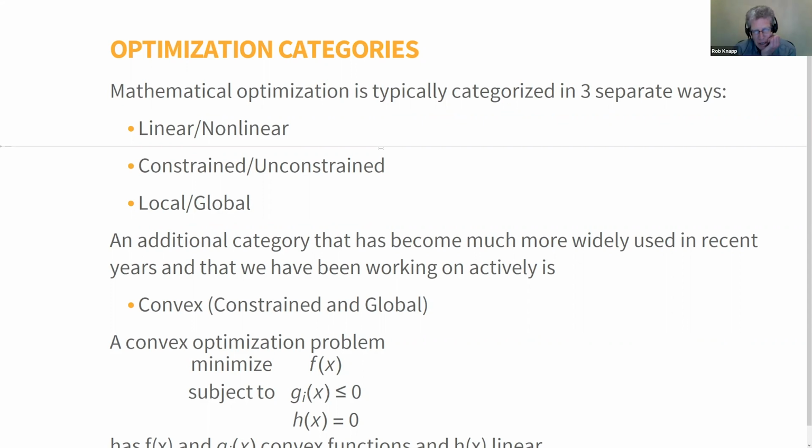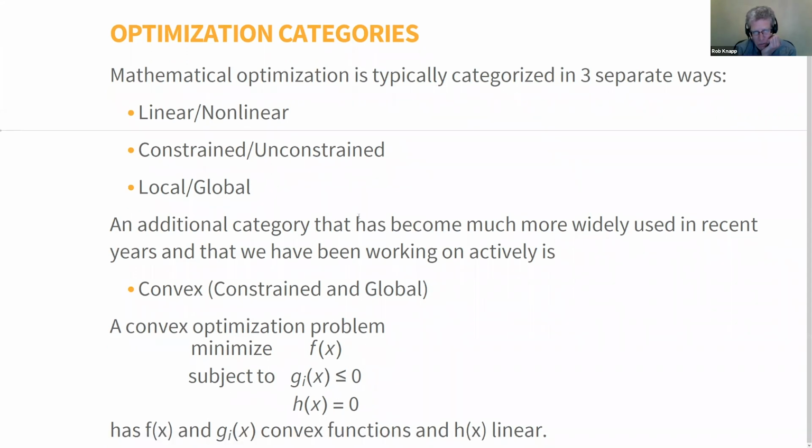Okay, an additional category that's become much more widely used recently, and we've been working on actively in the numerical computation group, is convex optimization. The big thing about convex optimization is it's nonlinear or sometimes linear, it's constrained, and the optimum you find with convex functions is always global. So a convex minimization problem is you minimize some convex function f, or to maximize you minimize minus f of x, and you have constraints defined by convex functions g sub i, and possibly linear equality constraints.